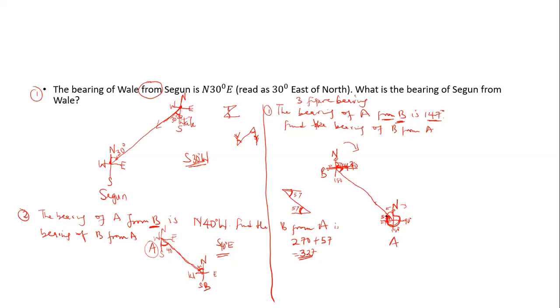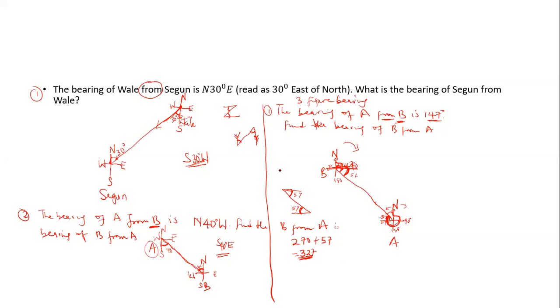And I said the only way we can be sure is to go back to our Z angle. We know that something has been added to 90 to give us 147. So from here to here is 90, but we added something to make it become 147. What we added was 57. So if you bring that 57 here, you can see that this one forms a Z that has been inverted. So it means this 57 must be equal to that 57. So the bearing of B from A is 270 plus 57. That's 327. So that is the answer to that particular one.